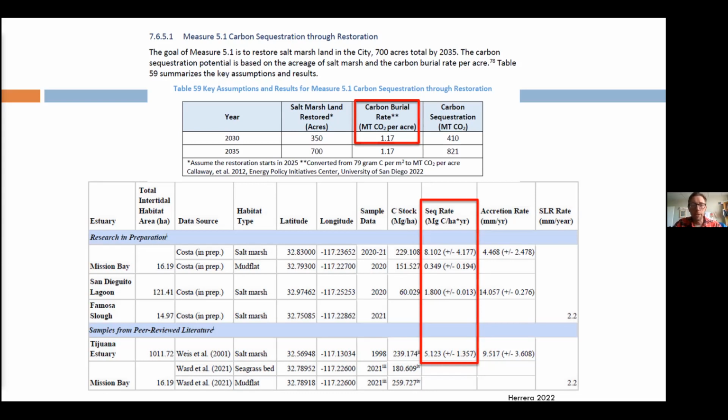But in the bottom box here, at the top of that one, Mission Bay, a few of the samples that have been looked at so far, and a lot more research has to go into this, is seeing perhaps 3-4 times more carbon being sequestered per acre than that average of this. The research I think EPIC cited here was from San Francisco Bay.